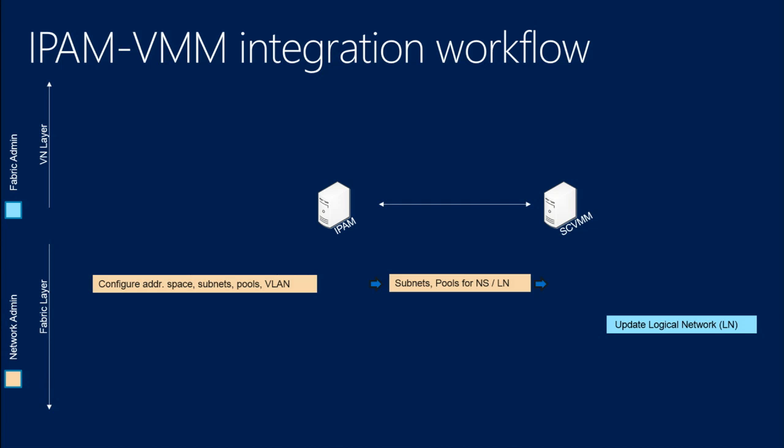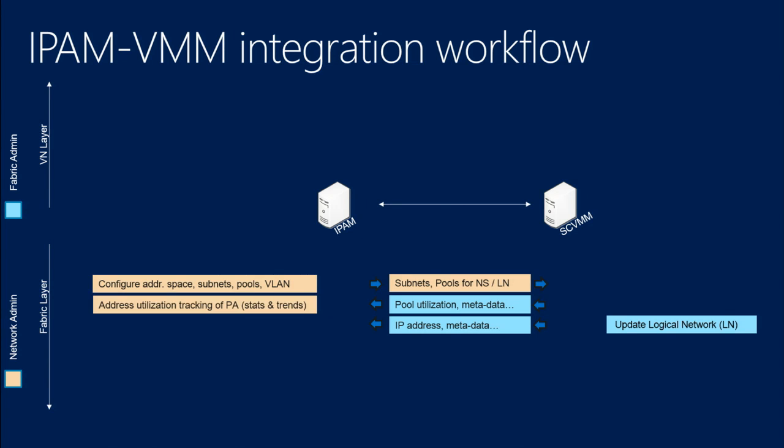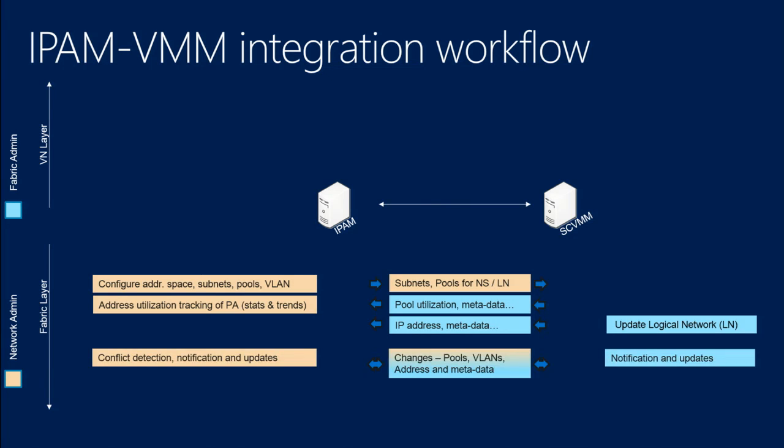Now there might be a need in some cases for you to actually go and make changes to the logical network or to the logical network address space from VMM itself, and if you do that, all that information gets synchronized back into IPAM. And like all other address spaces, the physical address space can continue to be monitored in IPAM. You can check the utilization, you can generate stats, trends, etc. Whenever IPAM detects IP address conflicts or overlaps, because it is talking to multiple VMM servers, it can flag that, it can send those updates to VMM, so you have all those nice things there.